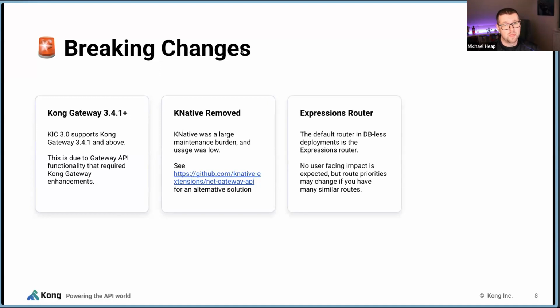The expressions router, and this one is only technically breaking. In reality, you won't see any difference apart from getting a nice speed boost. Because in KIC 3.0, we've switched the default router in KIC-backed gateway deployments to use the expressions router. Now, the expressions router was introduced in Kong Gateway 3.0, and it's a Rust-based routing engine that is both faster and more powerful than our traditional router. You don't need to do anything here. You just need to continue to write Gateway API or Ingress resources, and we'll take care of the rest.